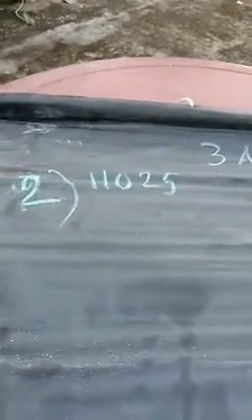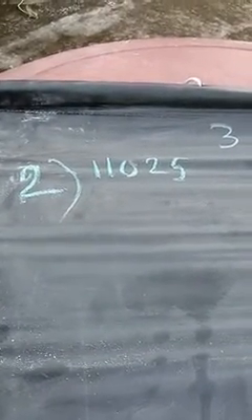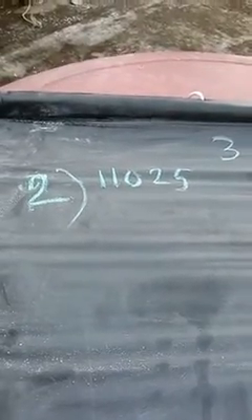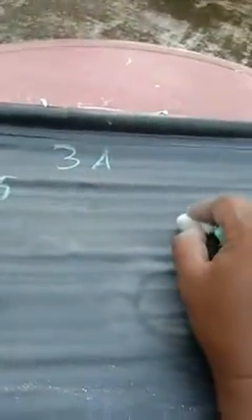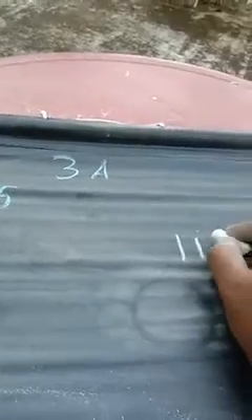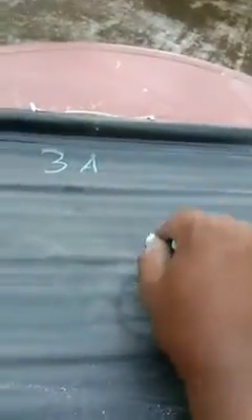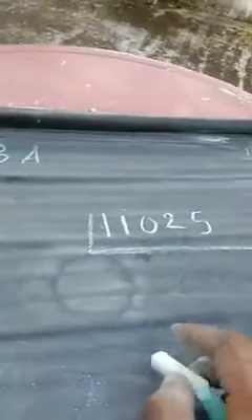Now exercise 3A, second question. By splitting into factors, find the square root of 11025. So how to find the square root by splitting into factors? First, we can do the prime factorization method. You already know how to do prime factorization.